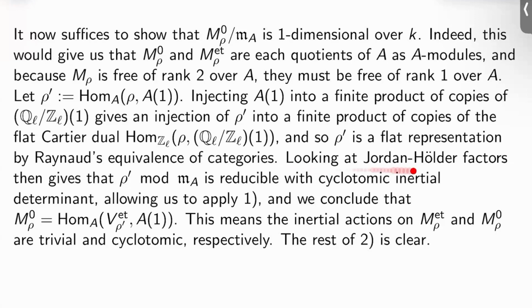So looking at Jordan-Hölder factors then gives us that ρ' mod m_A is reducible with cyclotomic inertial determinant. That allows me to apply part 1, which lets me conclude that M^0_ρ equals Hom_A(V^et_ρ', A_1). Okay, which means that the inertial actions on M^et_ρ and M^0_ρ are trivial and cyclotomic respectively, which proves what we wanted. And then the rest of part 2, there's a second little claim at the end of 2 there, that's just clear.